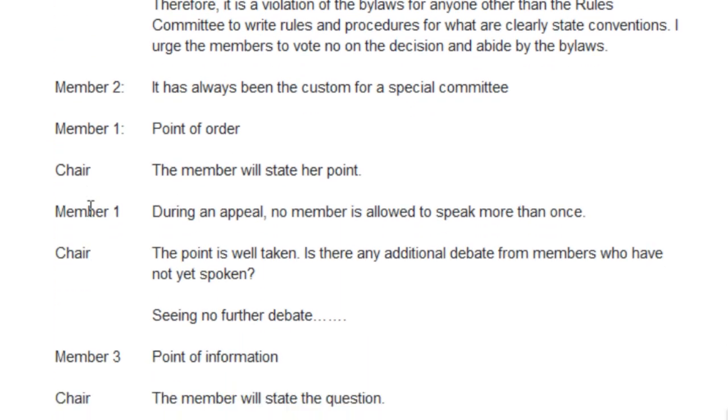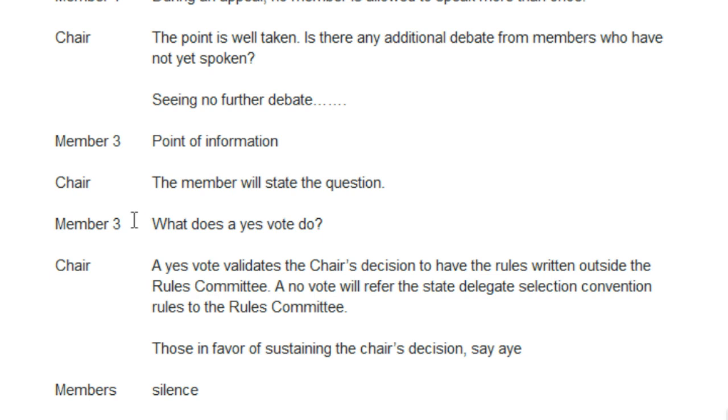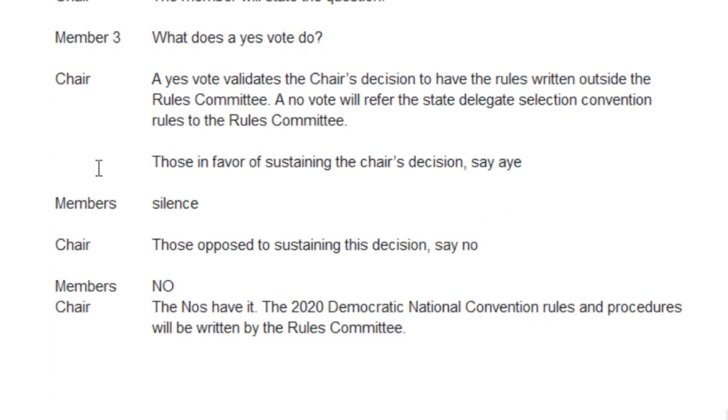Point of order. The member will state his point. During the appeal, no member is allowed to speak more than once. The point is well taken. Are there any additional debates from members who have not yet spoken? Seeing no further debate. Point of information. The member will state the question. What does a yes vote do? A yes vote will validate the chair's decision to have the rules written outside of the Rules Committee. A no vote will refer the state delegate selection convention rules to the Rules Committee.